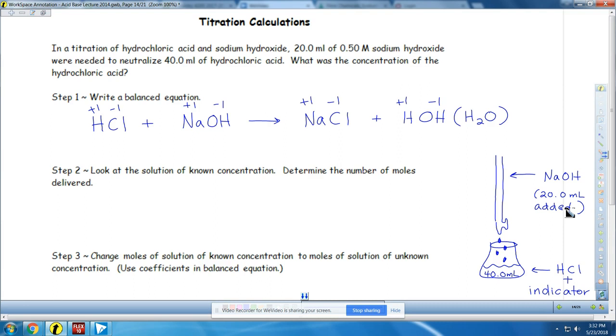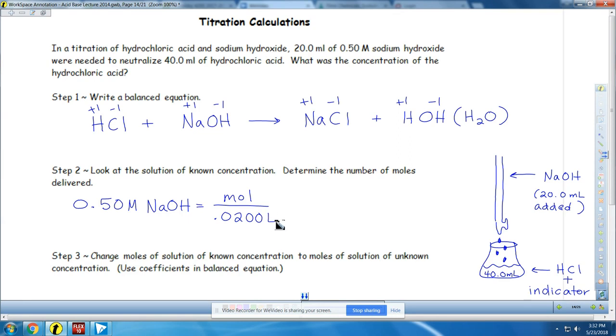All right, so now this is basically just some solution stoichiometry. We always start with the solution of known concentration, and I want to solve it for moles. Since I know that it was a 0.5 molar sodium hydroxide solution, and I know that molarity is moles per liter, I can solve for moles as long as I know the volume used. We used 20 milliliters, which is really 0.02 liters.